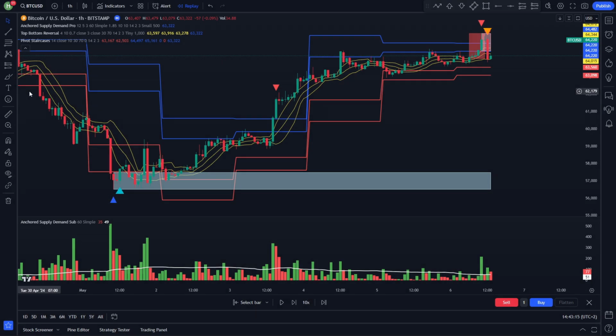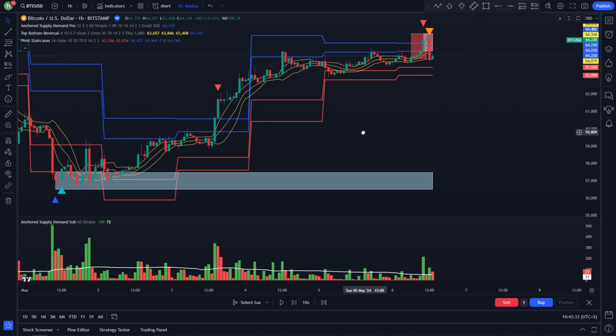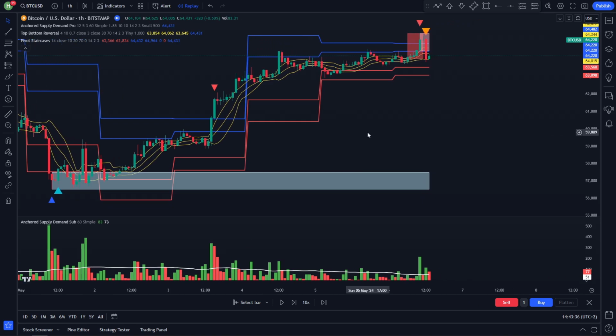Next, let's explore another trading example focusing on a cryptocurrency. For this example, I've selected BTC USD, or Bitcoin against the US dollar, in the hourly time frame. The strategy that we are covering isn't limited to any specific time frame or instrument, and you are able to use it across various instruments and time frames.